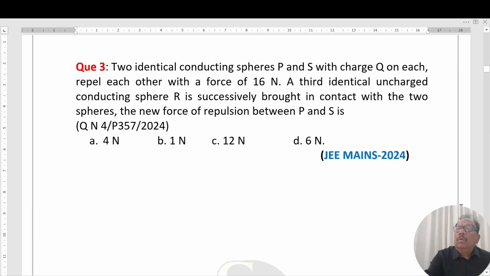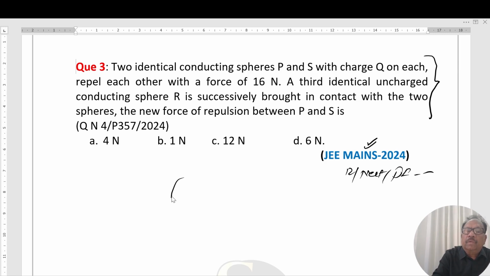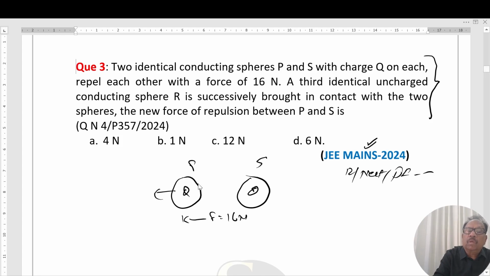Now, the question is on distribution of charge on identical bodies. This question has been taken from JEE Main 2003, applicable for NEET, JEE Main, etc. Two identical conducting spheres, one is P, one is Q. Charge on this is Q, charge on this is Q. They repel each other with a force of 16 Newton, repulsive force, separated by distance, say R.